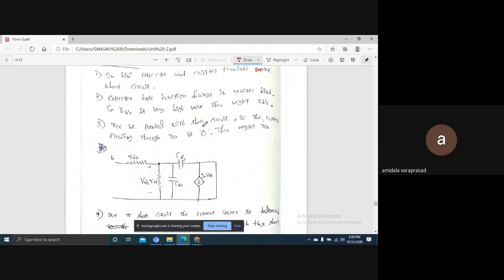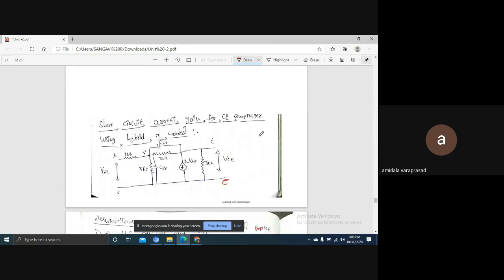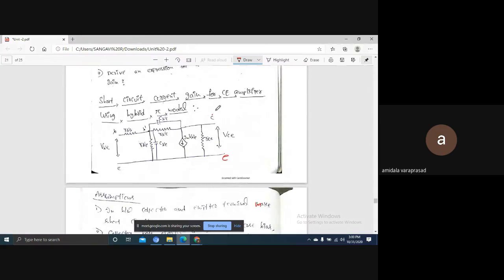RC is in parallel with the short circuit, so the current flowing through RC is 0. Then neglect RC. See here, what I said? Here I made a short circuit. When it is a short circuit, it is the minimum resistance path, so the current totally is going to flow through the short circuit only. Then across RC there is no current flow. When across RC there is no current flow, it means there is no use, so neglect this one.